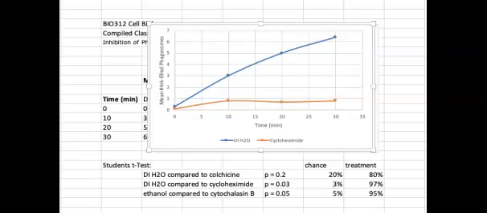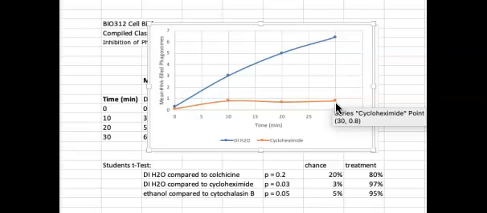Okay, here's that graph. Again, time on the x-axis, mean number of ink-filled phagosomes on the y-axis. The blue line is the control. The orange line is the treatment. When we look at this graph, we're struck by the difference, right?